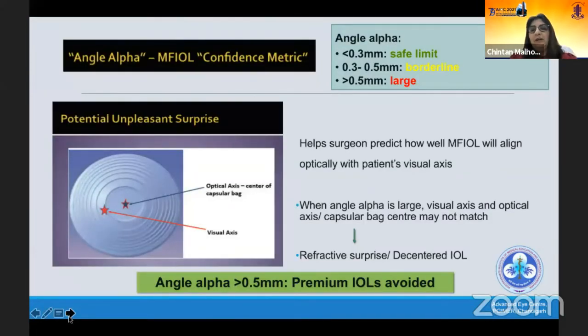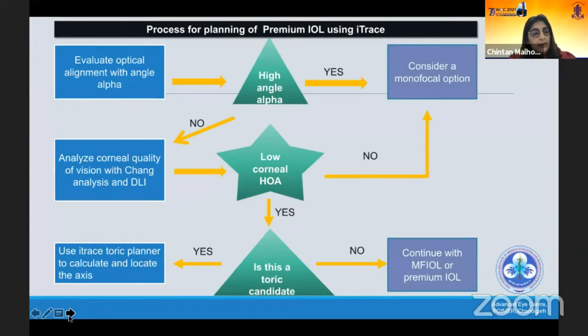If the angle alpha is more than 0.5, it's a large angle. It gives us an idea that the center of the IOL will not be in line with the line of the visual axis, and the patient may have some symptoms. And if angle alpha is more than 0.5, premium IOLs should usually be avoided, although this limit can be stretched a little bit with the newer IOLs.